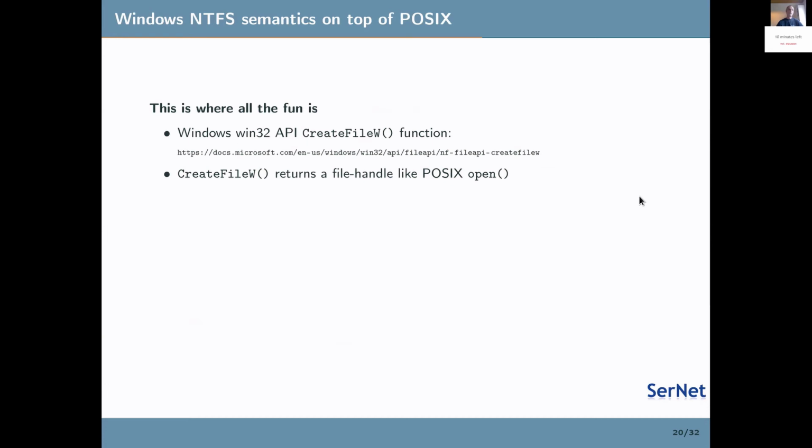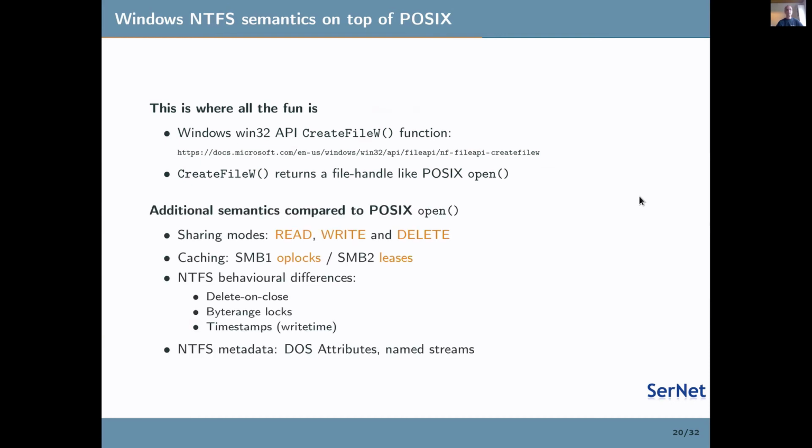So create file. In Windows, in the Win32 API, there's a create file function. And it's similar to POSIX open in that it returns a file handle. But on Windows with its NTFS file system, you have additional semantics or different semantics compared to POSIX. You have sharing modes, read, write, and delete, a concept that doesn't really exist, at least in POSIX. You have some support for that in special Linux APIs, but typically POSIX doesn't know about that. It supports caching, so-called oplocks for SMB1 or leases for SMB2.